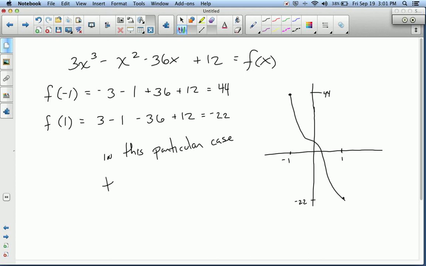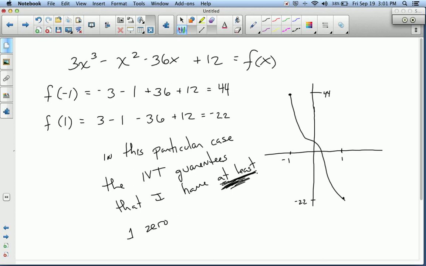the intermediate value theorem, IVT, guarantees me that I have at least one 0 between negative 1 and 1, or in the interval from negative 1 to 1. I am guaranteed. Right? This graph could possibly go down and then back down. We don't know that. All we know is there's at least one 0 between negative 1 and 1. That's the beauty of the intermediate value theorem.